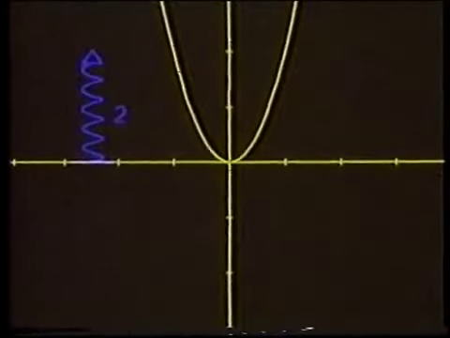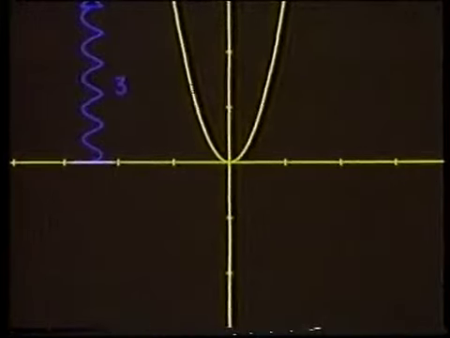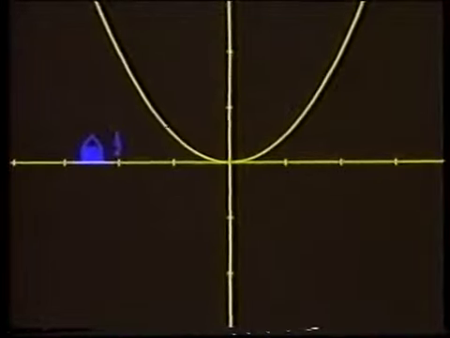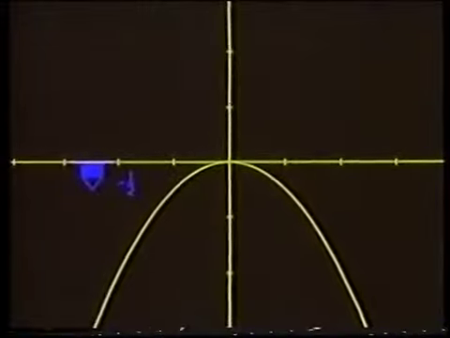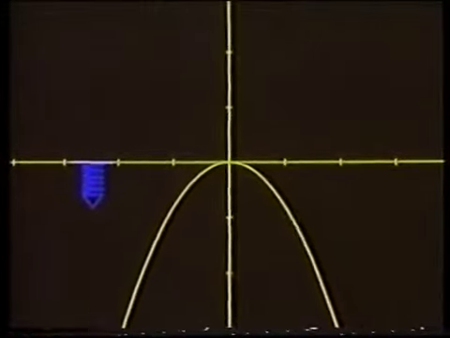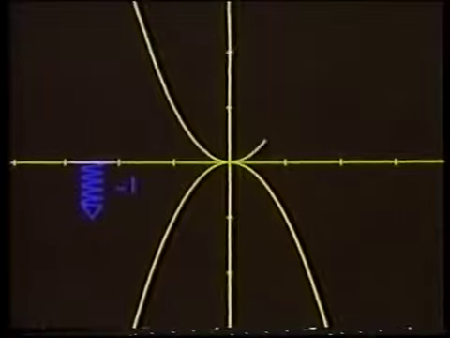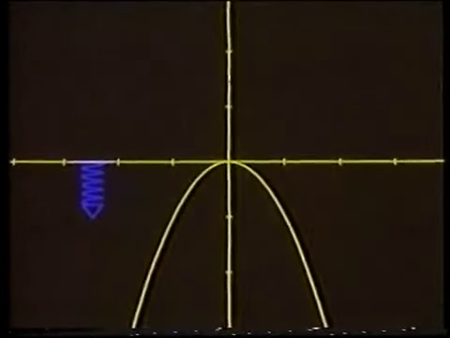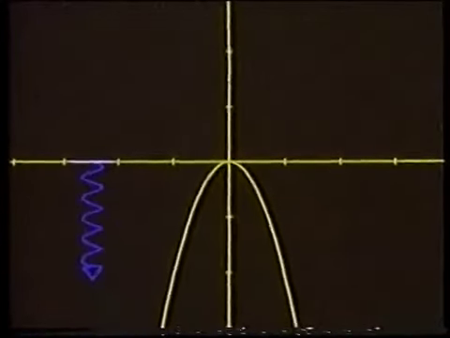Y scaling by factors greater than 1 makes the curve steeper. Scaling by smaller numbers flattens it out. If you scale by a negative factor, it turns the graph upside down. The negative scaling minus 1 is just a reflection of our original graph. Scaling lets us vary the shape of the curve.